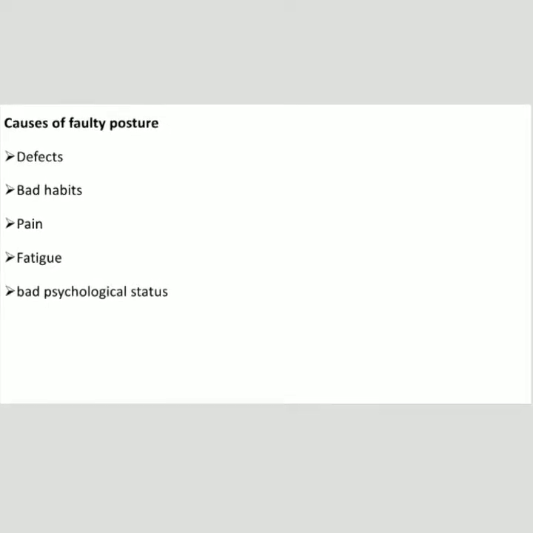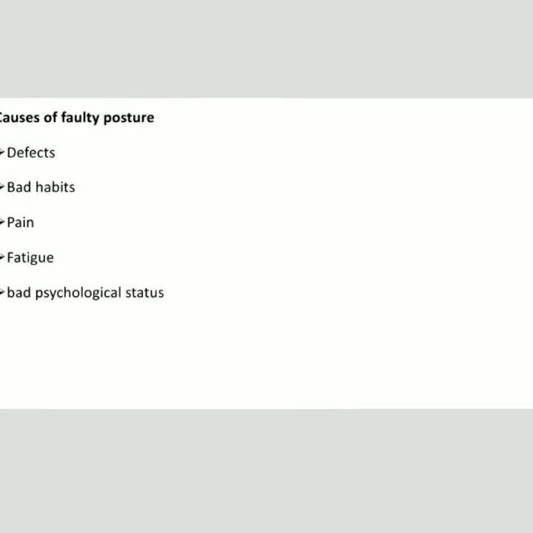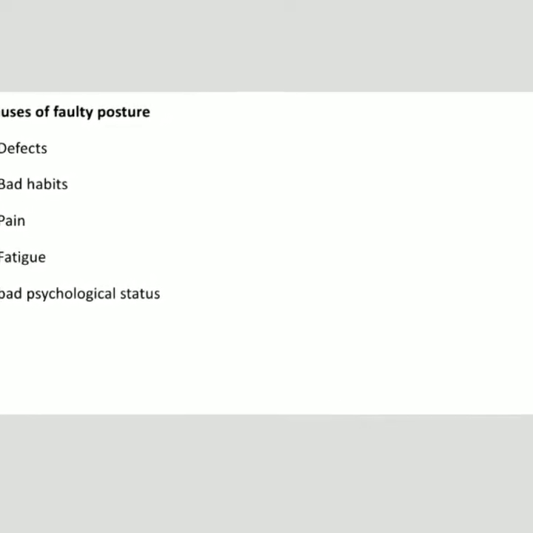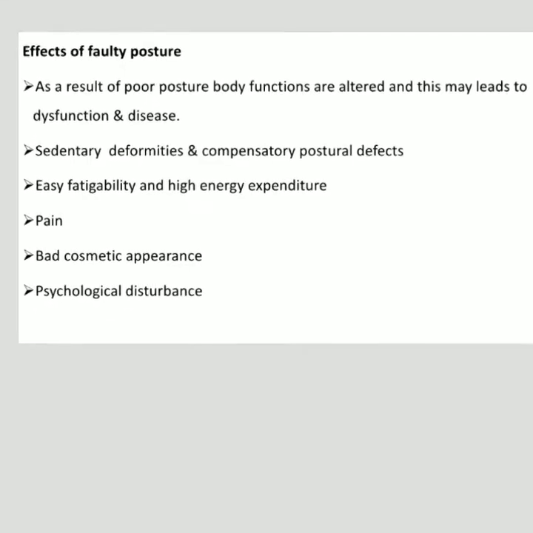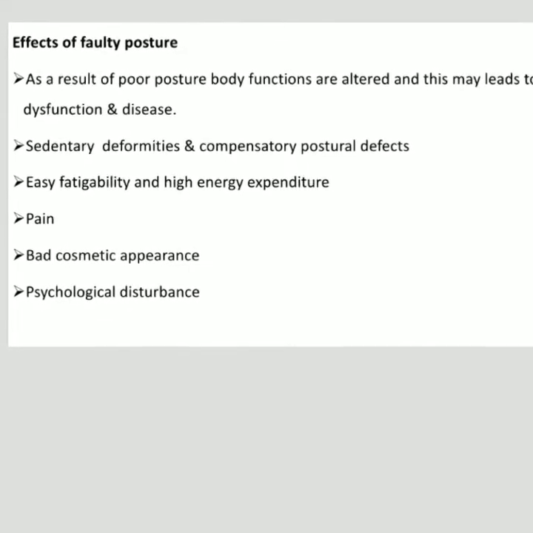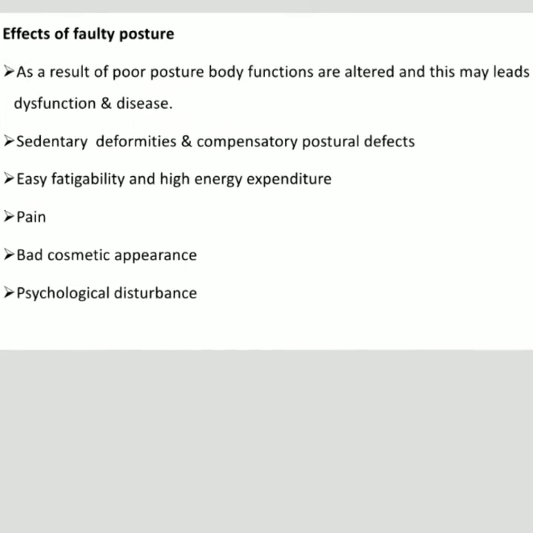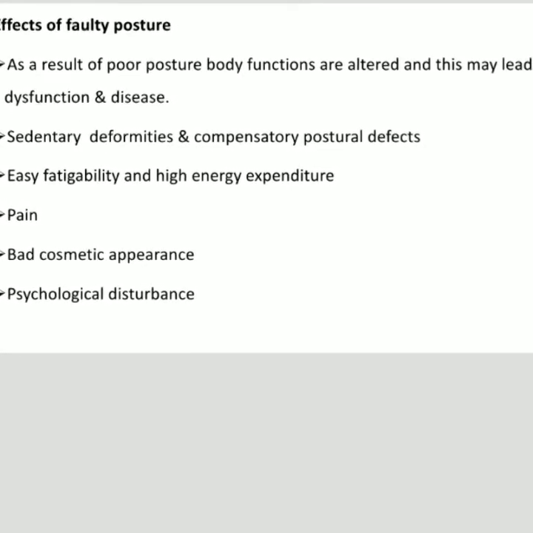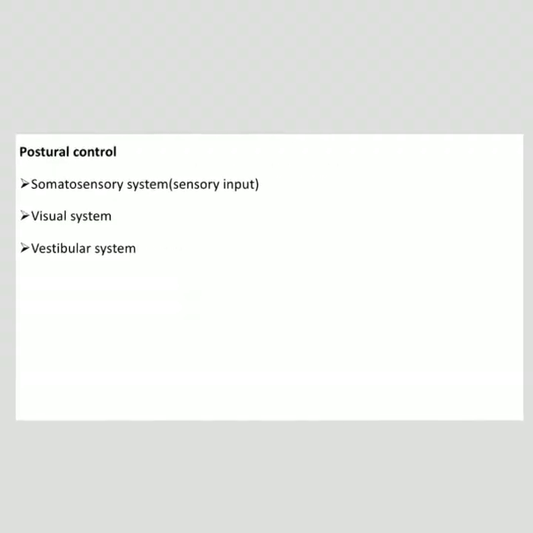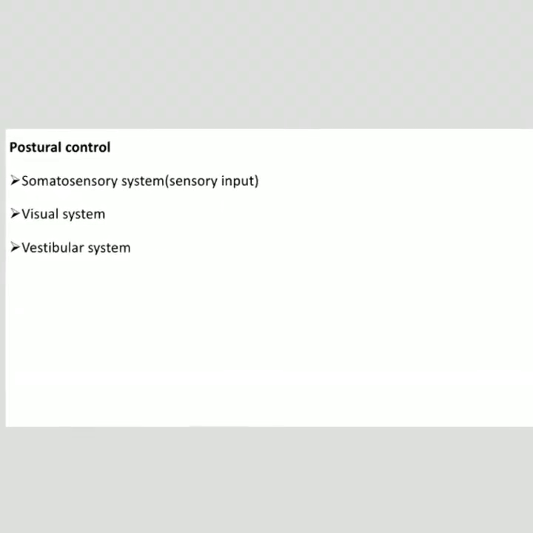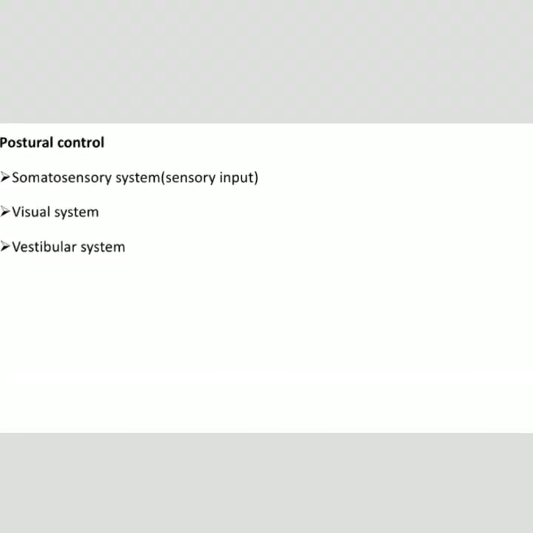You can see in the pictures. What are the causes of faulty posture? Defects, bad habits, pain, fatigue, bad psychological status. That is also very much responsible. Effects of faulty posture: as a result of poor posture, body functions are quite altered and lead to dysfunction and disease. Sedentary deformities and compensatory postural defects, pain, bad cosmetic appearance, etc.